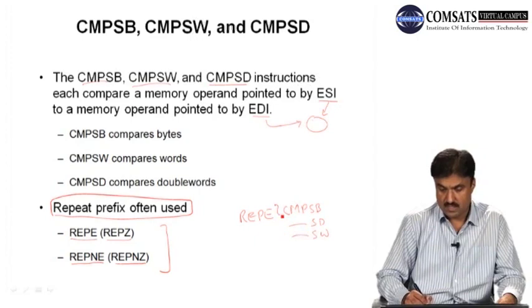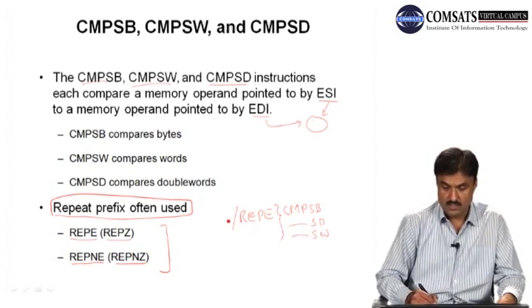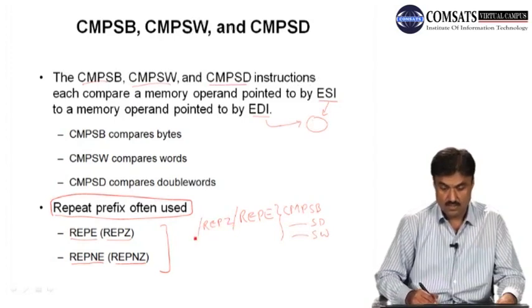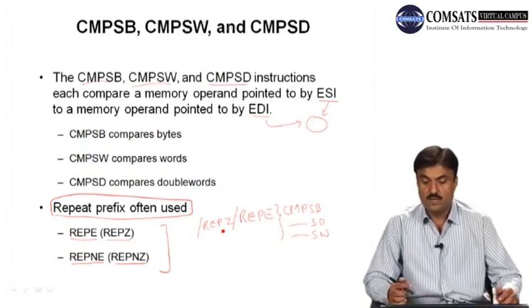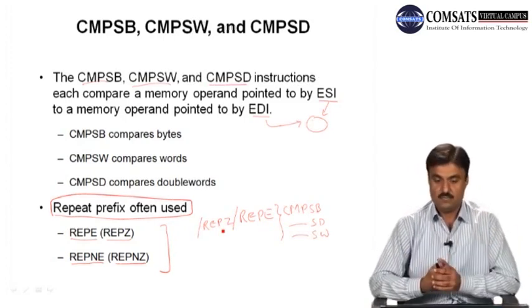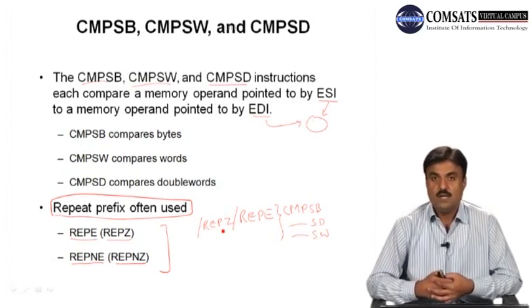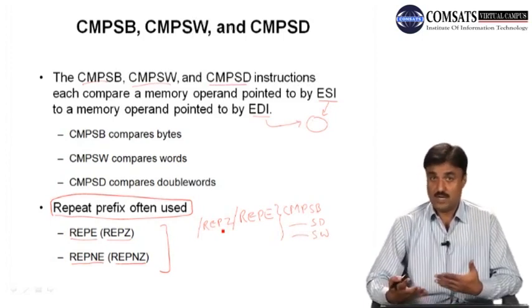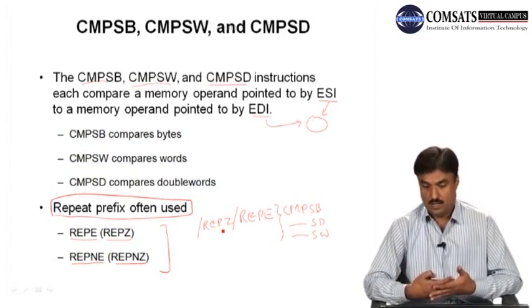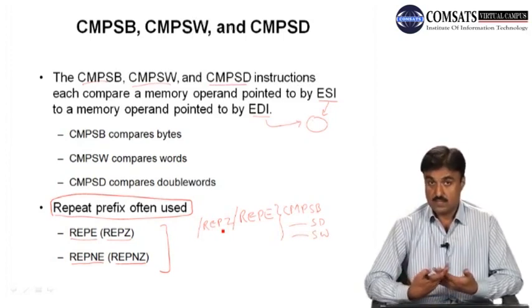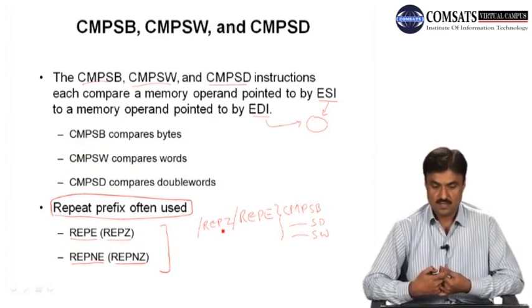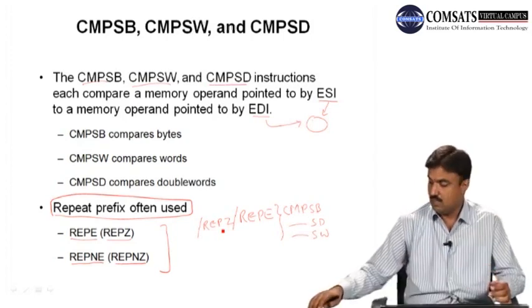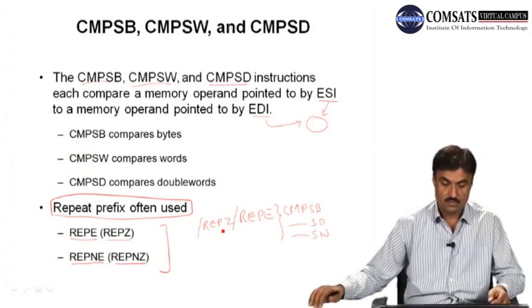So we can use either repeat equal, repeat Z, or repeat not equal or NZ, and so on. It will start comparing the bytes, words or double words until they are equal, or until they are not equal, that is, until zero or until not zero. When they are equal, the zero flag will be set. If they are not equal, then the zero flag will be reset.